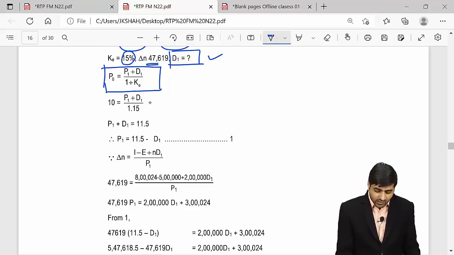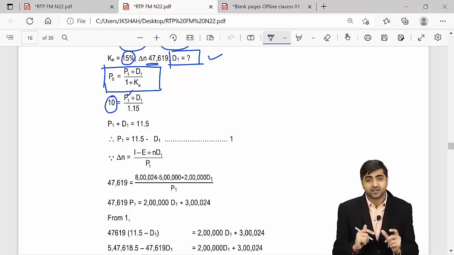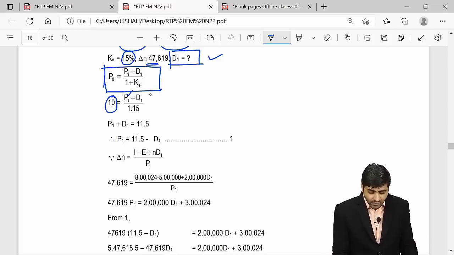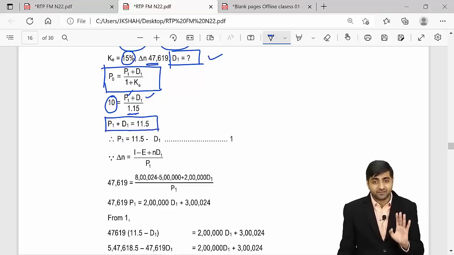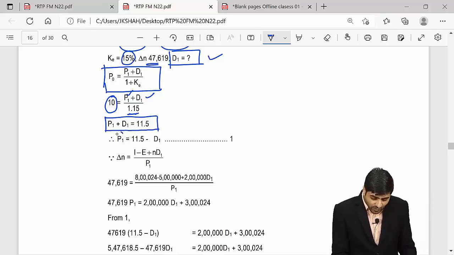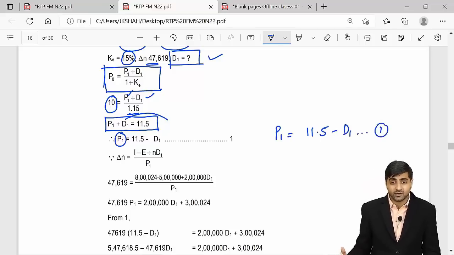Okay. So here I have P0 as 10. I don't know what is my P1, because when the dividends will be declared, my P1 will be different. So I don't know what's my P1, I don't know what's my D1, but I know what's my K, 1 plus K. So ultimately we have got P1 plus D1 is equal to 11.5. Okay. So what's your P1? If I want to find out P1, then it will be 11.5 minus your D1. So understand this by way of equation, that P1 is 11.5 minus D1. Okay, we'll be substituting this subsequently.